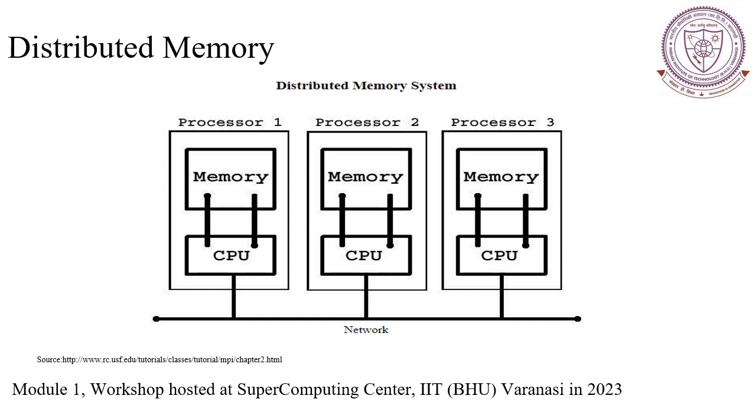Distributed memory systems are often used for high performance computing applications. HPC applications are typically computationally expensive and require a lot of memory. So distributed memory systems allow HPC applications to take advantage of multiple processors and a large amount of memory.